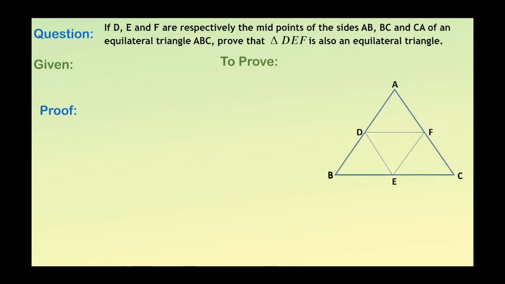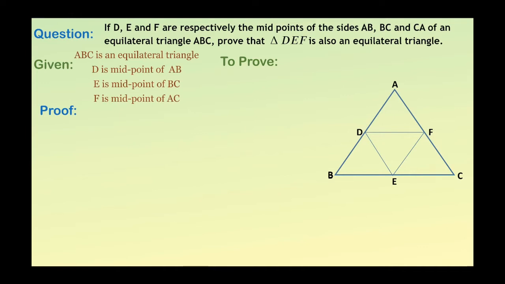One more question on the midpoint theorem. Again, D, E and F are respectively the midpoints of sides AB, BC and CA of an equilateral triangle ABC. This time we are given the triangle as an equilateral triangle. We have to prove that DEF is also an equilateral triangle. So we are given ABC as an equilateral triangle. D is the midpoint of side AB, E is the midpoint of side BC and F is the midpoint of side AC. We need to prove that DEF is an equilateral triangle.